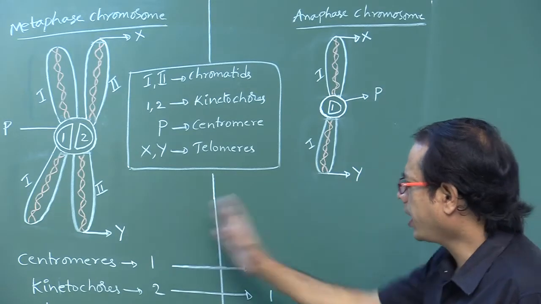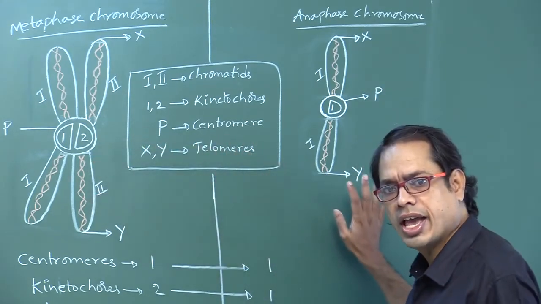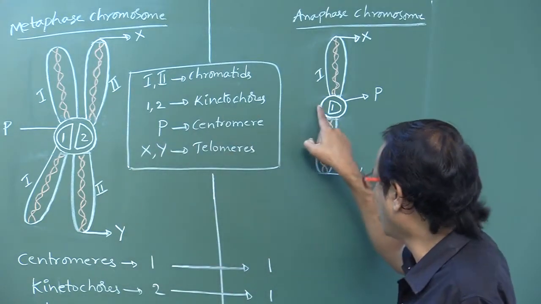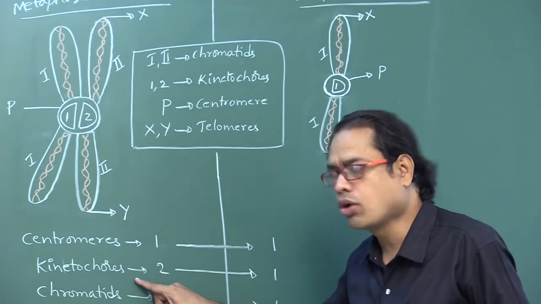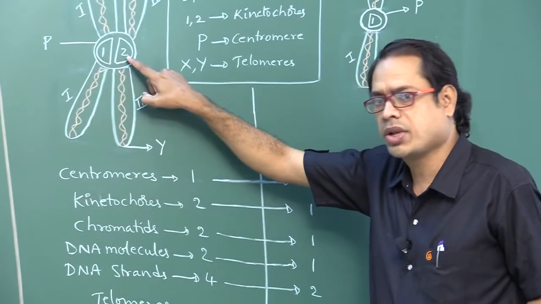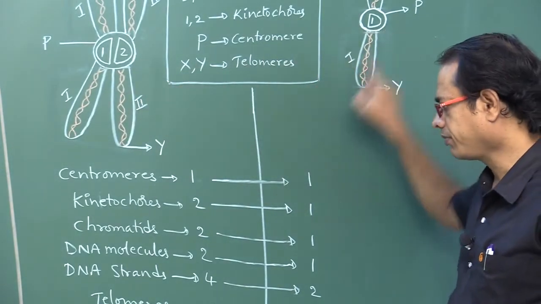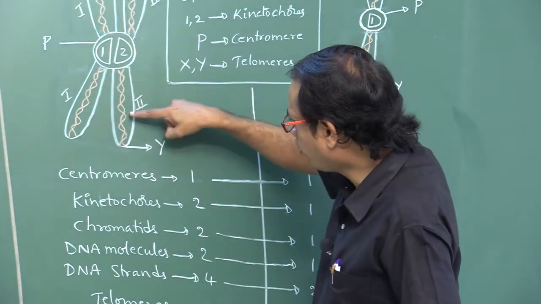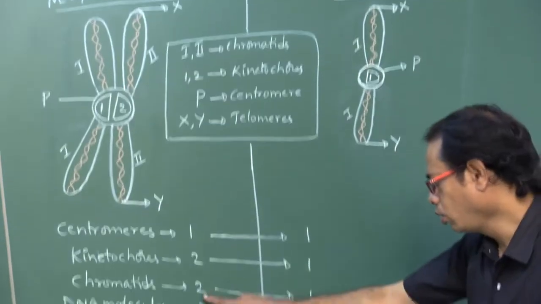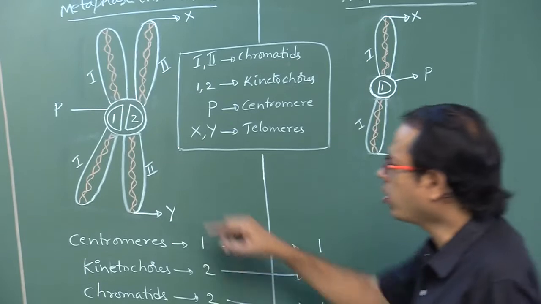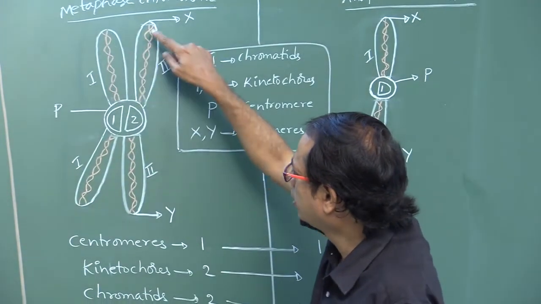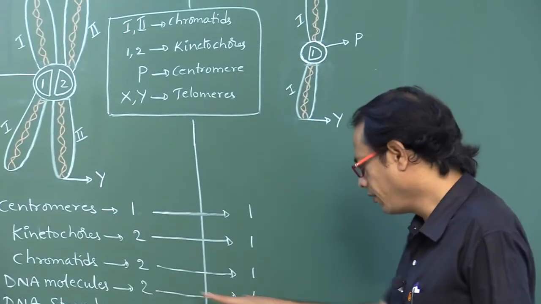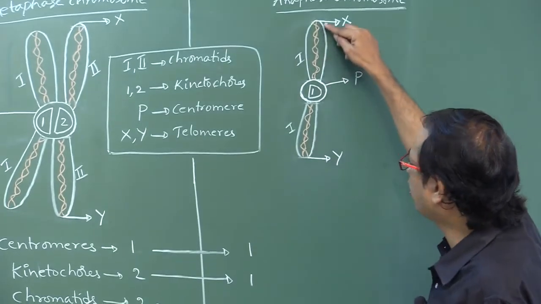Comparing, this is the metaphase chromosome, this is the anaphase chromosome. Number of centromeres: 1 in metaphase, 1 in anaphase. Number of kinetochores: 2 in metaphase, only one here. Number of chromatids: 2 in metaphase, only one in anaphase. DNA molecules: total 2 in the metaphase chromosome, whereas in the anaphase chromosome, one DNA molecule.